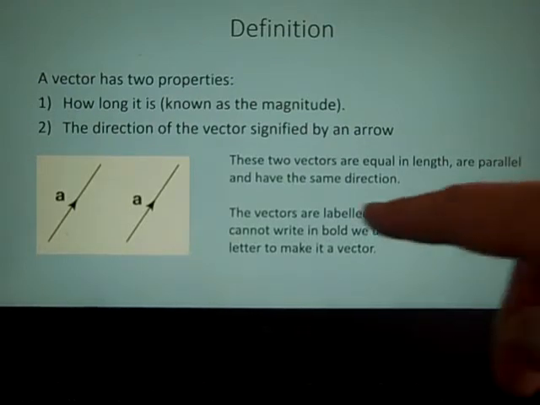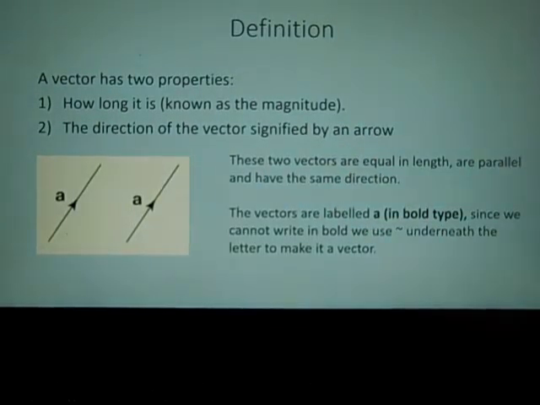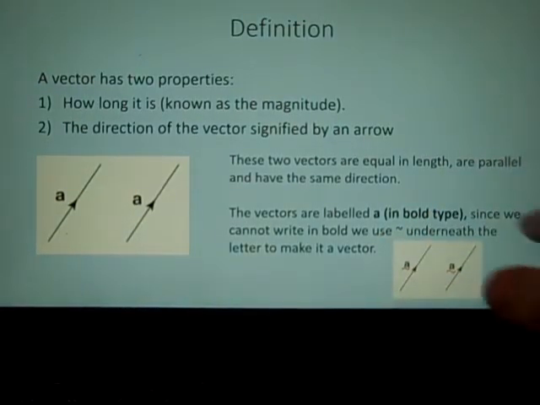The vectors, as you can see here, are labelled in bold type. Obviously we cannot write in bold type, so we use a little symbol, a little squiggle underneath them. If I'm drawing out a vector, I like to put a little squiggle under there. You can just draw a straight line, but it's good to have something with a flourish.